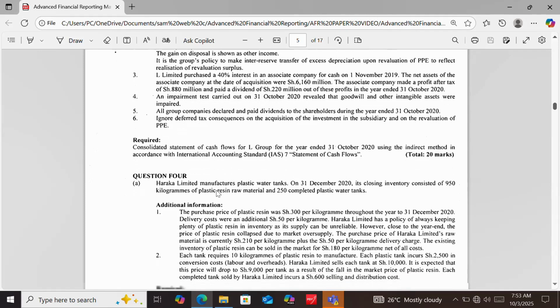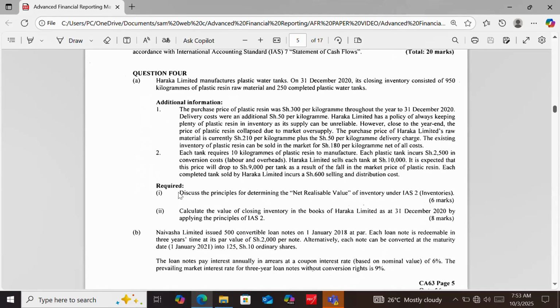Question 4. Part A required: Roman 1, discuss the principle for determining the net realizable value of inventory under IAS 2 inventories. Roman 2, calculate the value of closing inventory in the books of Haraka Limited as at 31st December 2020 by applying the principle of IAS 2, or what we call International Accounting Standard 2.